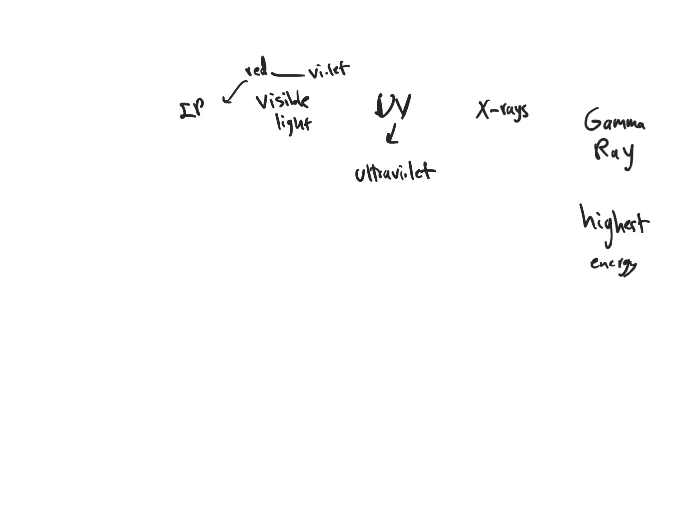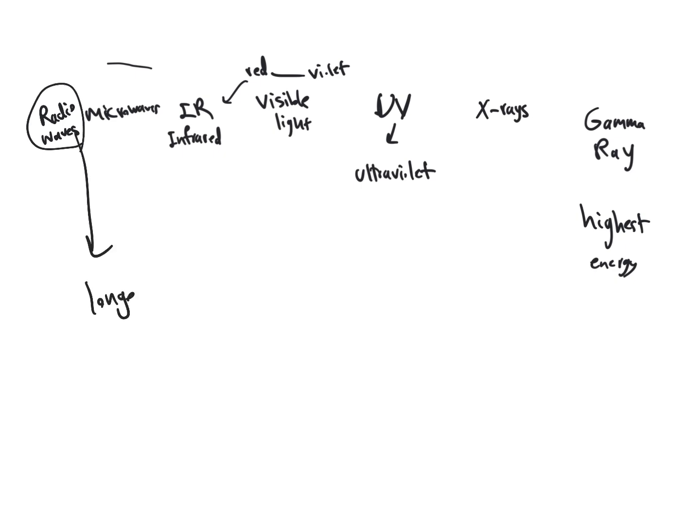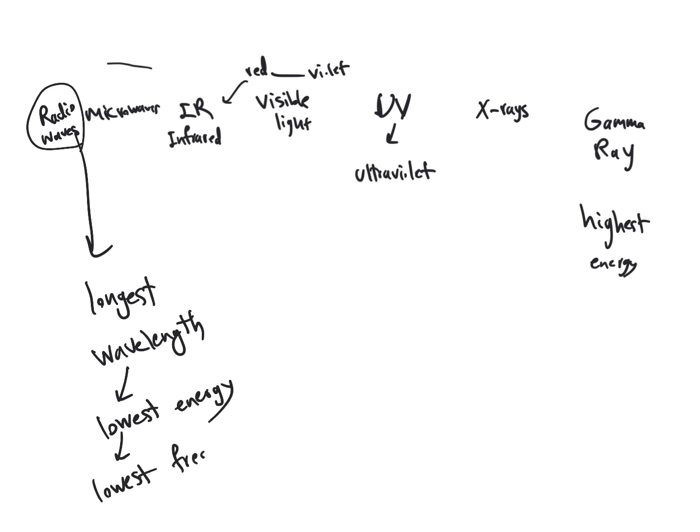So you have here IR, which is infrared. And then you have microwaves. And then you have radio waves. I cannot write here. Okay. Then you have radio waves. And hopefully you can see that. So radio waves have the longest wavelength, which corresponds to the lowest energy and lowest frequency.